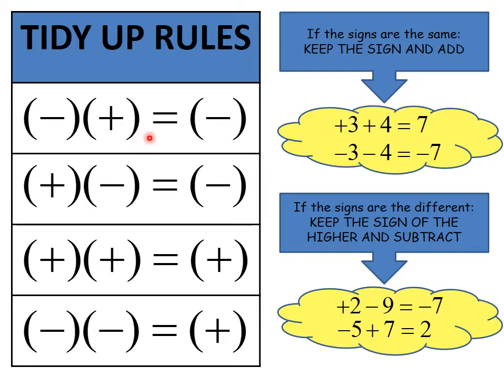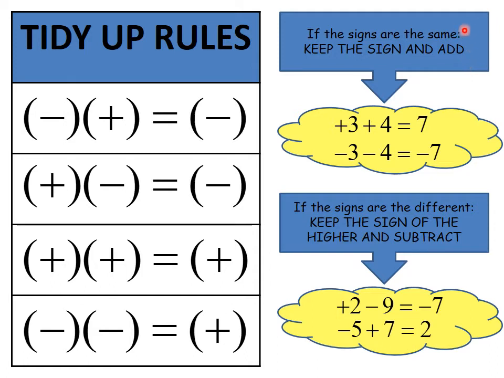And the general rule is if you have an odd number of negatives, your answer will be negative. So notice we have one negative, one negative. Our answer will be negative because that's an odd number of negatives in the question. Here we have no negatives, so obviously we're positive. Here we have two negatives. That's an even number. If I had four negatives, six negatives, eight negatives, my answer is going to be positive. Okay, so that's the tidy up rules. When you're multiplying, you can't have two signs next to each other. So you have to always use the tidy up rules first.